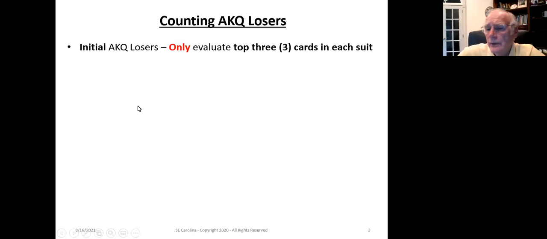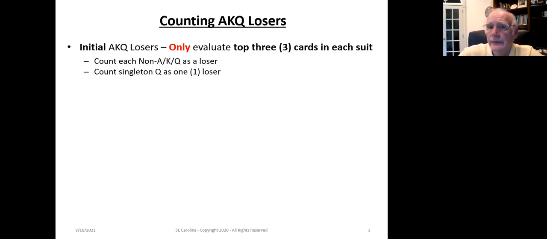Now, what we do is we evaluate the cards of each suit and count initial losers. We only evaluate the top three cards in each suit. We count anything that's 4, 5, 6 or more in a suit as winners, not as losers. So we're only looking at the top three cards, and we count each of the top three cards in the suit that is not an ace, king, or queen as a loser.